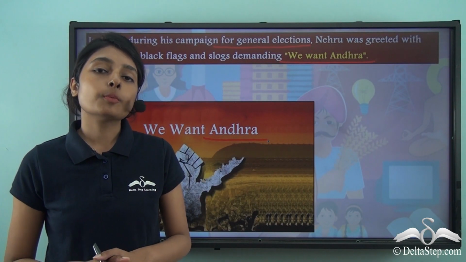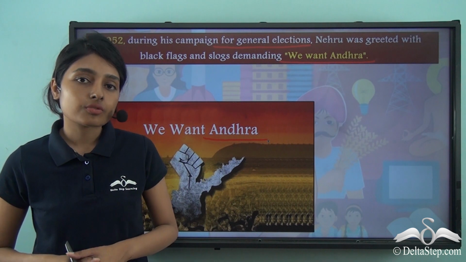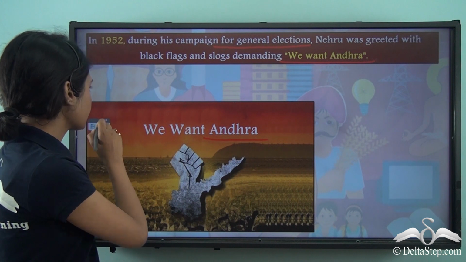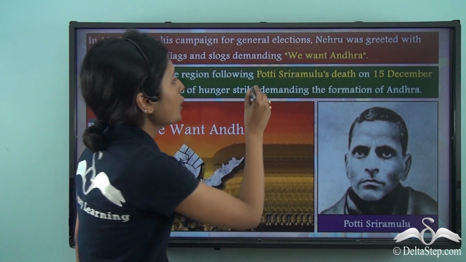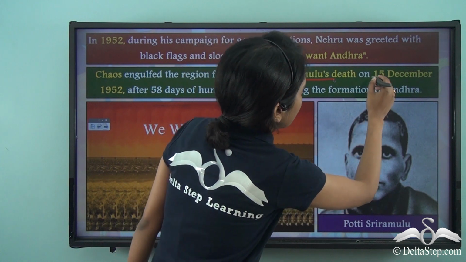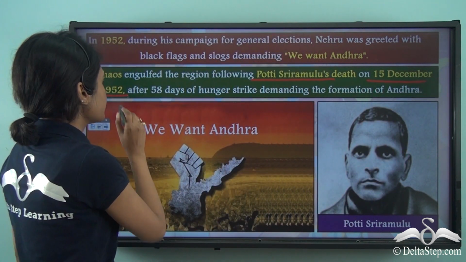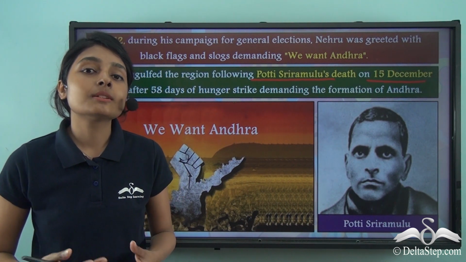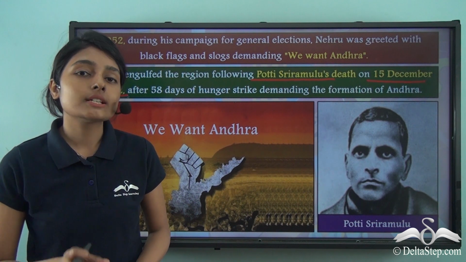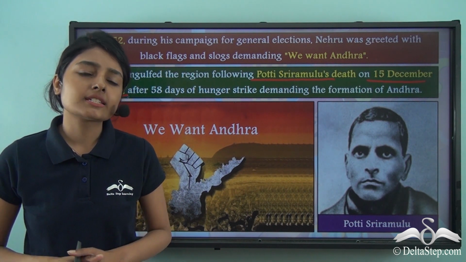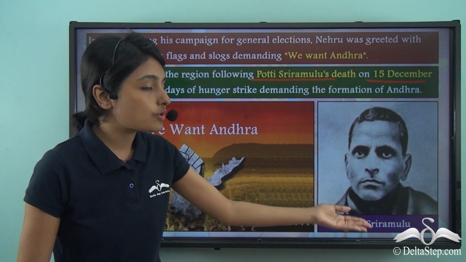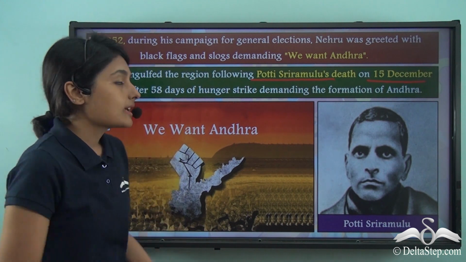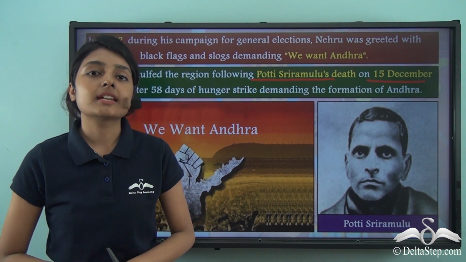Now confusions and turmoil kept on increasing in this region, and it was further given impetus by the death of Potti Sriramulu on 15th December 1952. Now Potti Sriramulu had gone on a hunger strike in demand for a separate state called Andhra, and after 58 days of hunger strike, Potti Sriramulu passed away. And after his death, now chaos and confusion engulfed this entire region.